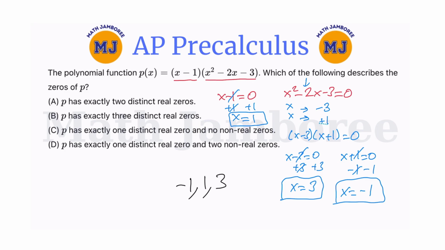So we have found 3 zeros for the polynomial, which means the correct answer is choice B, because p has exactly 3 distinct real zeros.